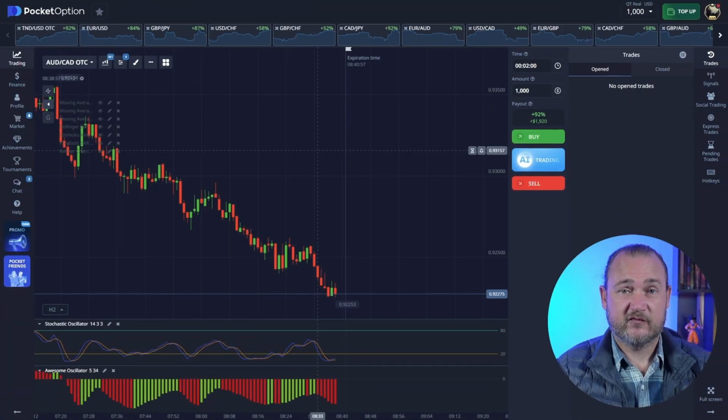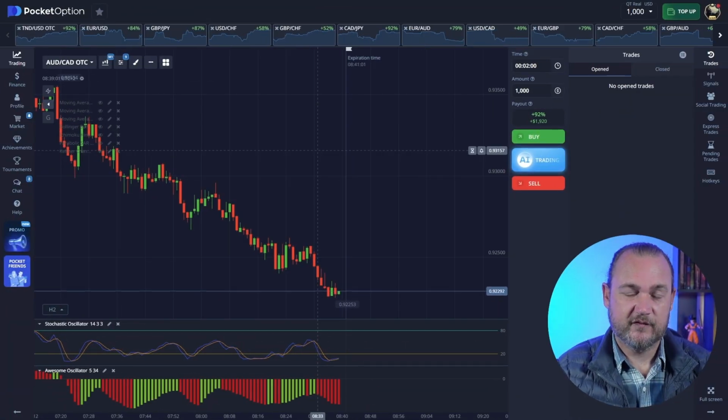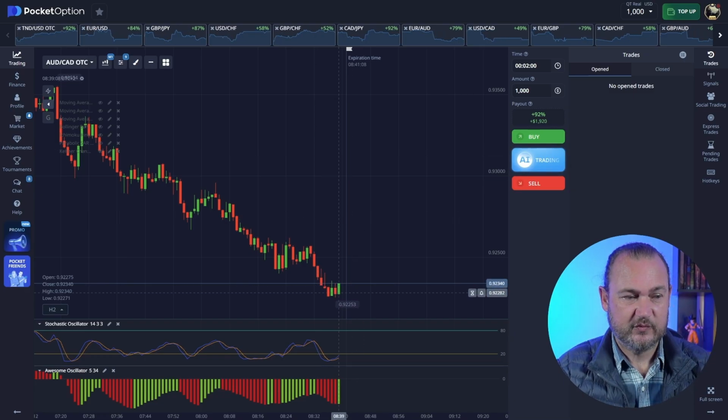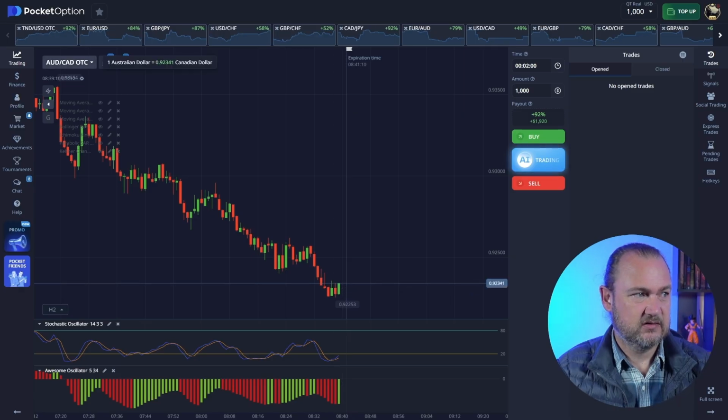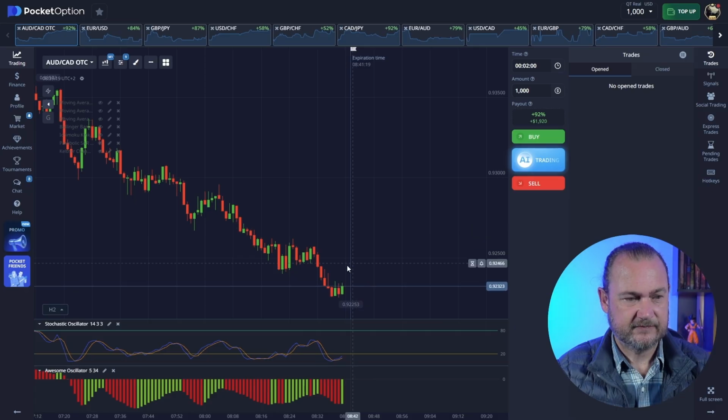Okay, now that our platform's all set up, we're good to go, and we're going to start hunting some entries. We'll flip through a few assets and see if we can pick up any trades using this strategy. We might actually have something forming here on AUD/CAD. Let's put a pin on this. Now we can close that out.